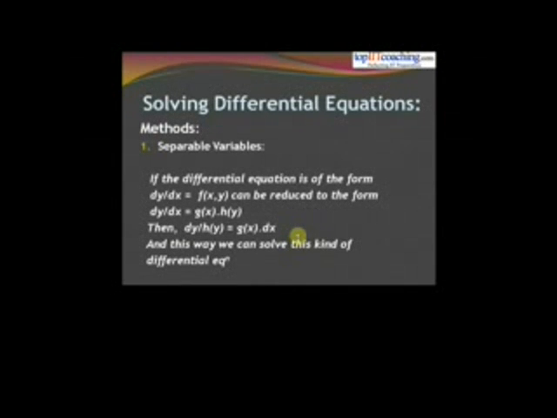Now we are going to see how to solve differential equations. The entire chapter is actually based on solving differential equations. So one by one we are going to see different methods of solving differential equations. The first method is separable variables.